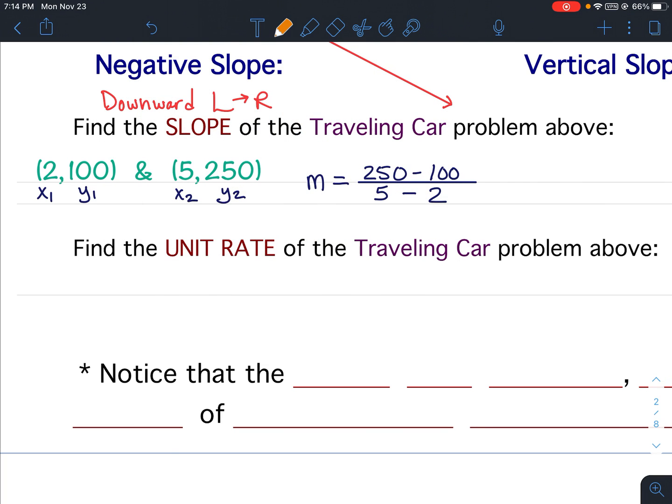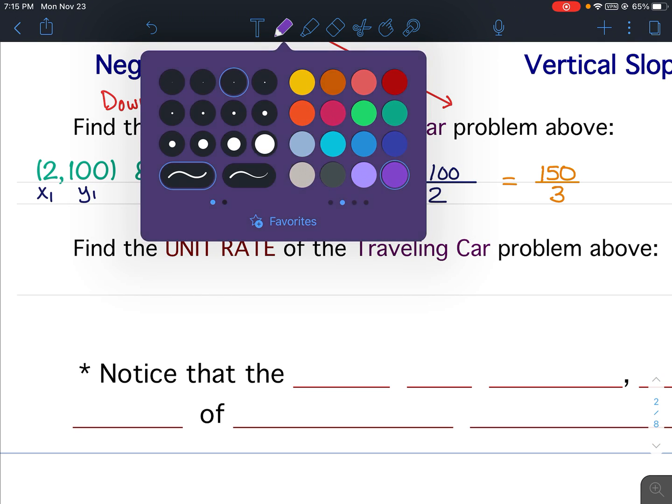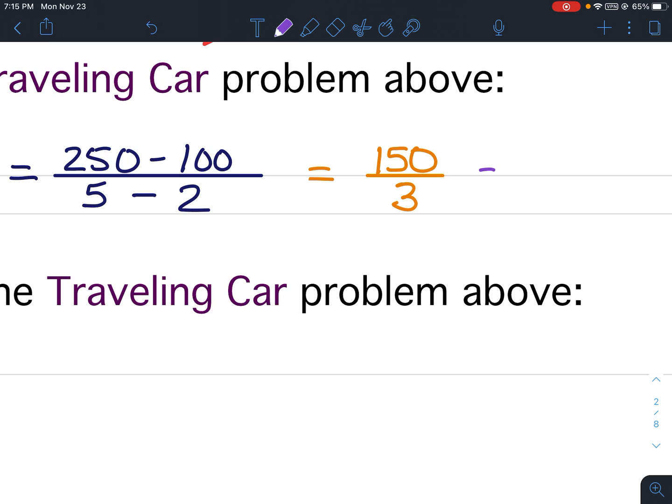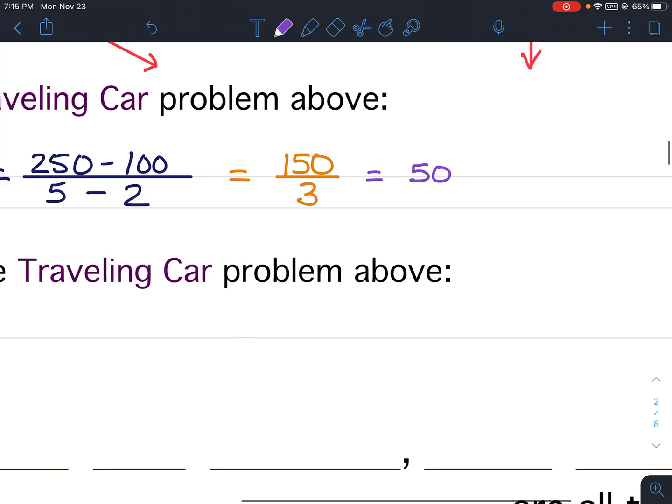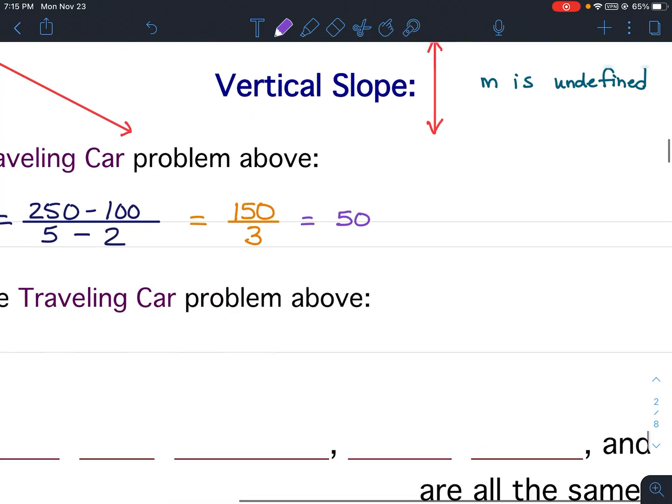I know we could just put it directly into our calculator, but I'm going to simplify the top. 250 minus 100 would be 150, and 5 minus 2 is 3. 150 divided by 3 is 50. So once again, just like we've got above, we got the answer of 50 because the slope is a rise of 50 miles per 1 hour. So 50 miles per hour.